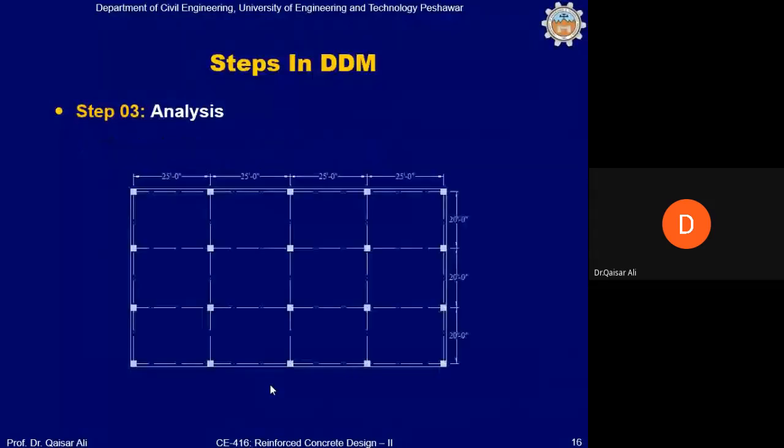Then in the third step, the analysis step, we will actually be using the DDM, the direct design method, which I said now quite a few times. It is a method of analysis. As I said earlier, the system will be divided into frames, interior and exterior frames, both along east-west and north-south directions.